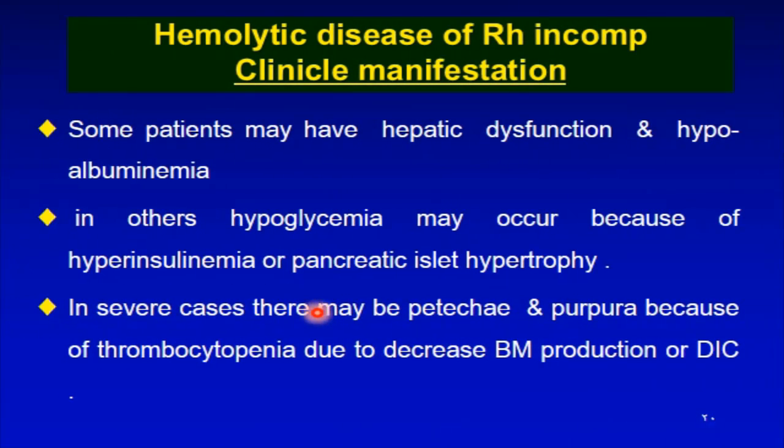Some patients may have hepatic dysfunction and hypoalbuminemia. In others, there may be hypoglycemia, which may be because of hyperinsulinemia or pancreatic islet hypertrophy. In severe cases, there may be petechiae and purpura because of thrombocytopenia due to decreased bone marrow production or DIC.